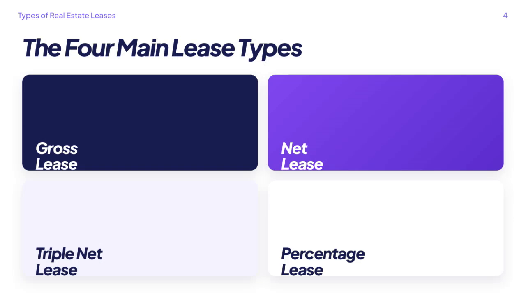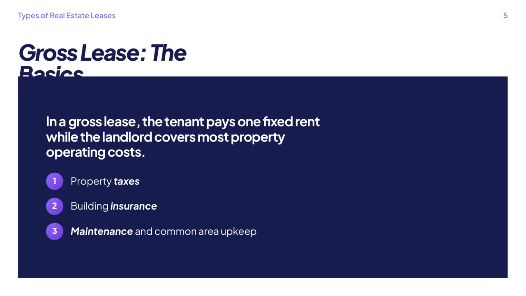Now let's talk about the four main types of leases you'll encounter in real estate. First, there's the gross lease, where the tenant pays a fixed rent, and the landlord covers most of the property expenses like taxes, insurance, and maintenance. Next is the net lease, where the tenant pays rent plus some or all property expenses, which can vary depending on the agreement. Then we have the triple net lease, often called NNN, where the tenant is responsible for rent plus all property-related expenses, taxes, insurance, and maintenance, giving them more control but also more financial responsibility. Lastly, there's the percentage lease, commonly used in retail, where the tenant pays a base rent plus a percentage of their sales. Understanding these lease types is crucial because they affect the financial obligations and risks for both landlords and tenants.